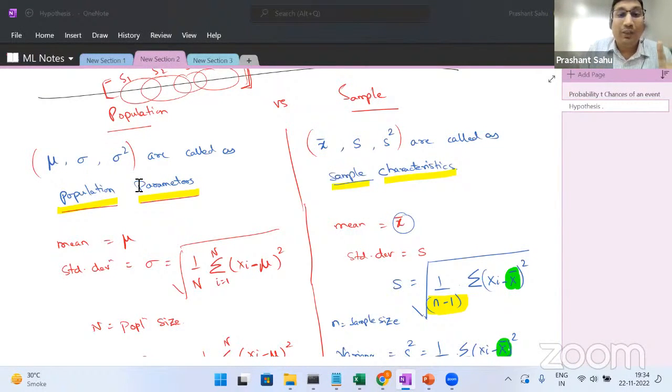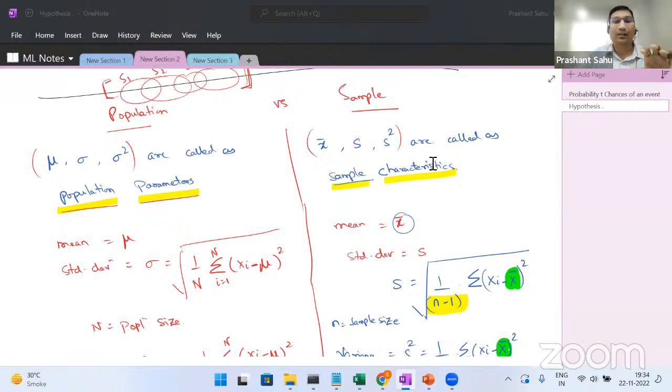Okay, so these are called population parameters. This is one very, very important point. We are going to refer to them as population parameters. The corresponding values for a sample: what is X bar? X bar is my sample mean. This S is my sample standard deviation, and the small s square is the variance of the sample. But these corresponding values for the sample are not called parameters. They are called characteristics. Each sample from the same population will have different characteristics.